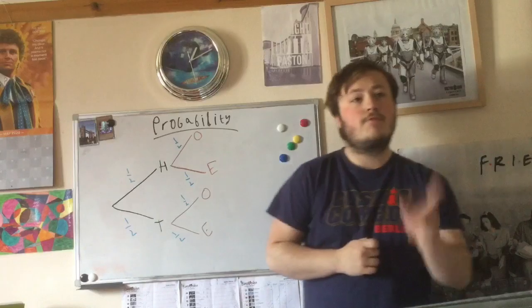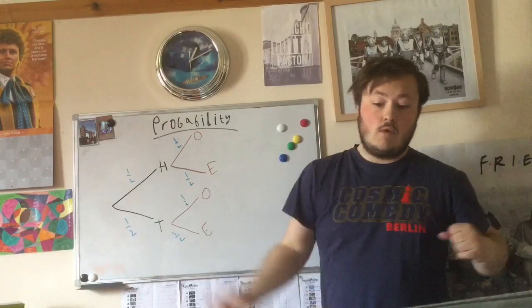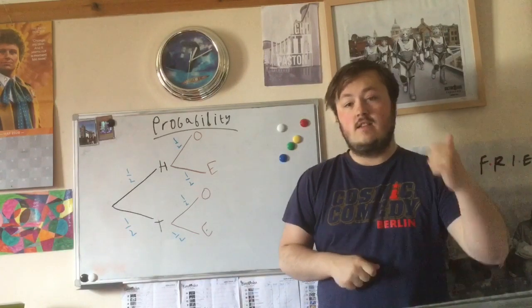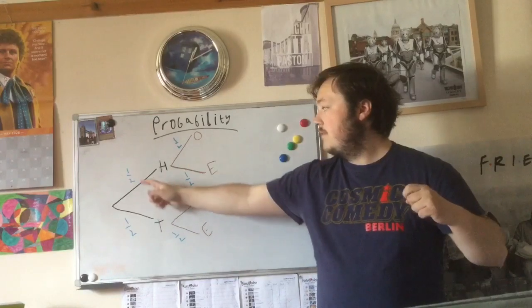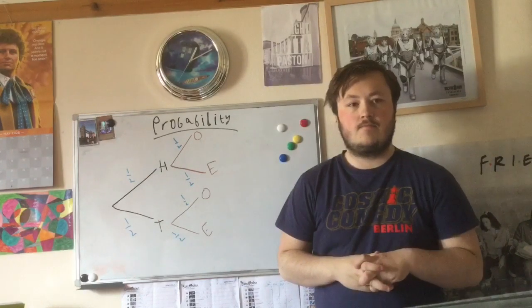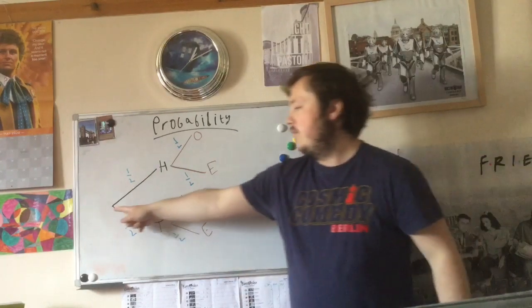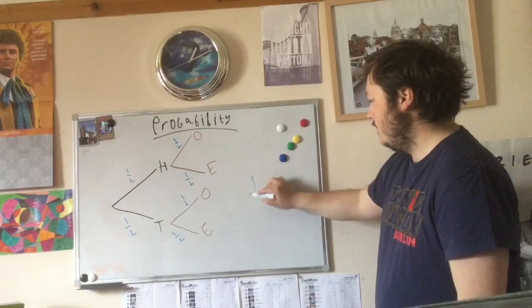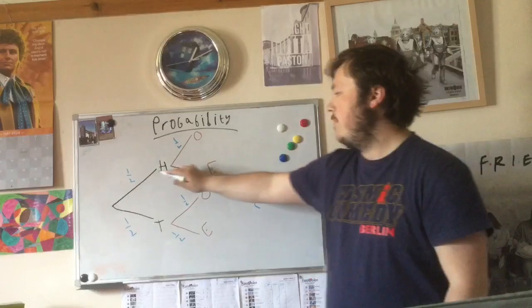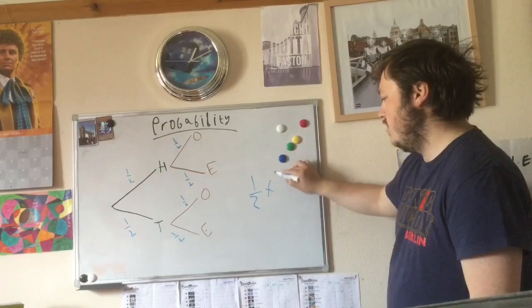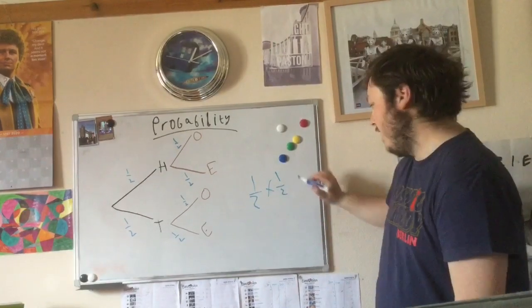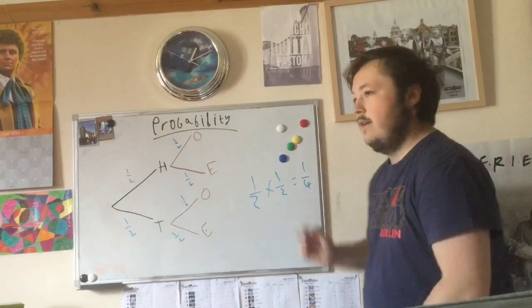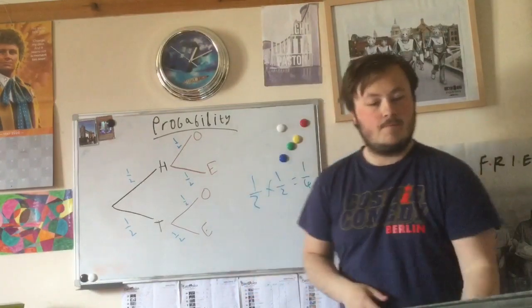So what is the probability that when I roll the dice, I get an odd number and a heads? So, start here. The probability that you get heads is a half, and then the probability you get an odd number is also a half, so you just multiply the two probabilities together, and that will get you 1/4.